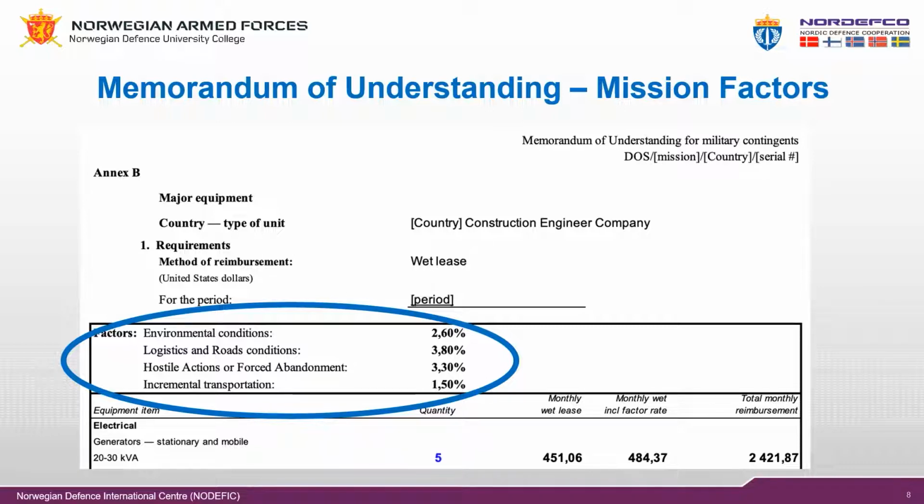The slide shows a copy of an Annex B to the Memorandum of Understanding. Since the Memorandum of Understanding is a signed and printed document, the document will not be updated when or if the mission factors change. However, the reimbursement system will always use the last updated factor.